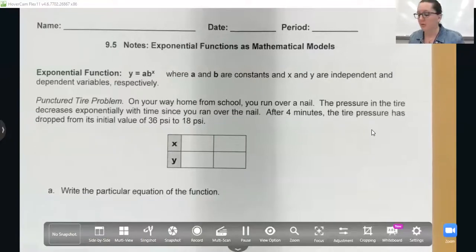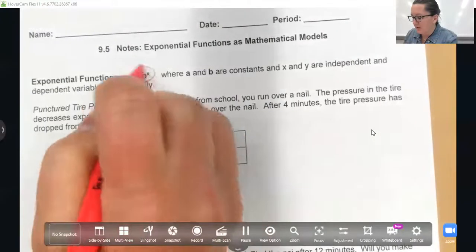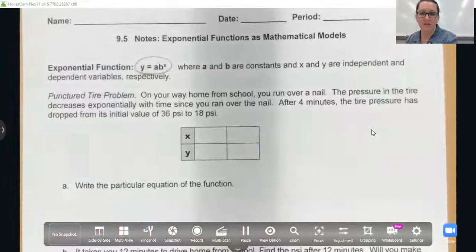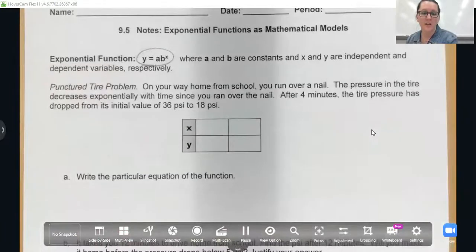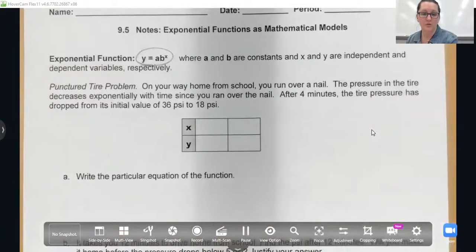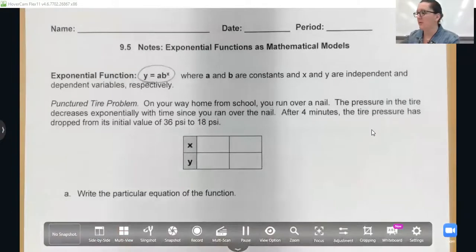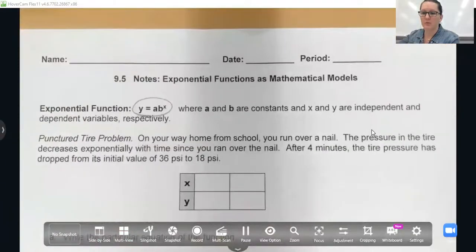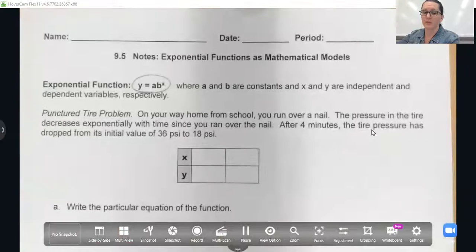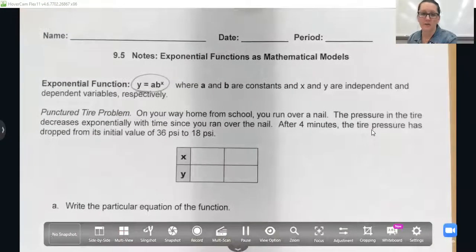All right, so we're going to use, remember this, y equals ab to the x power, that's our exponential model, to write an equation or to create our own equation. Thinking back to rational functions, or when we did quadratic functions and we needed points on the graph, that's what we're going to do here. We're going to start with points on the graph, and then create the equation based on those points. So here is our punctured tire problem.